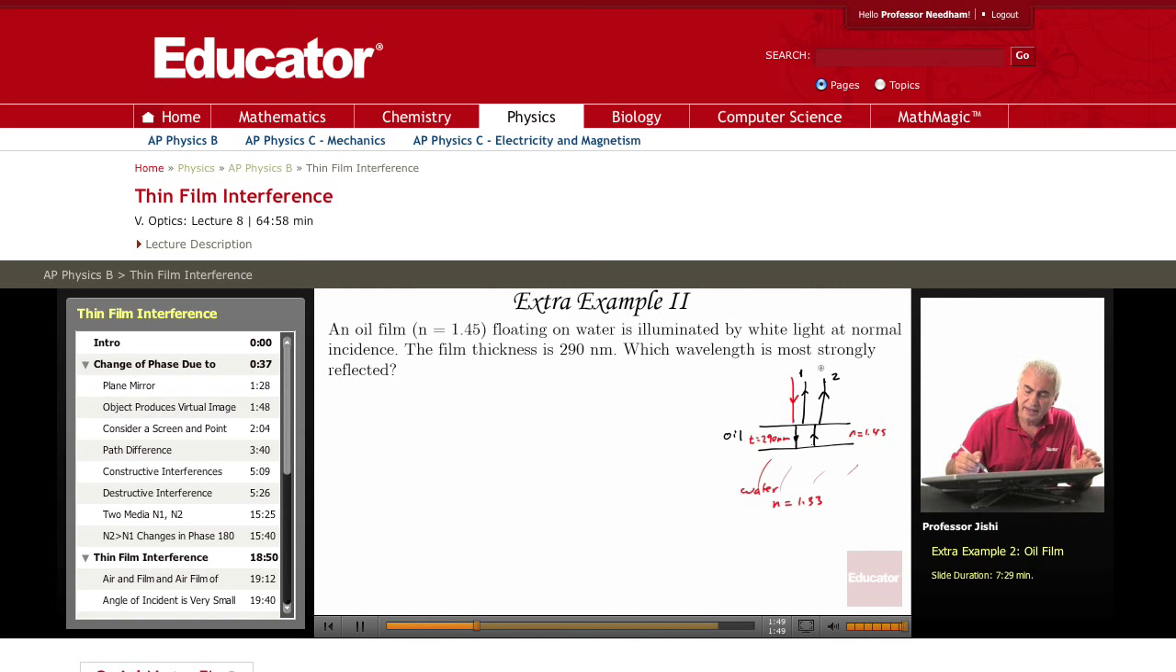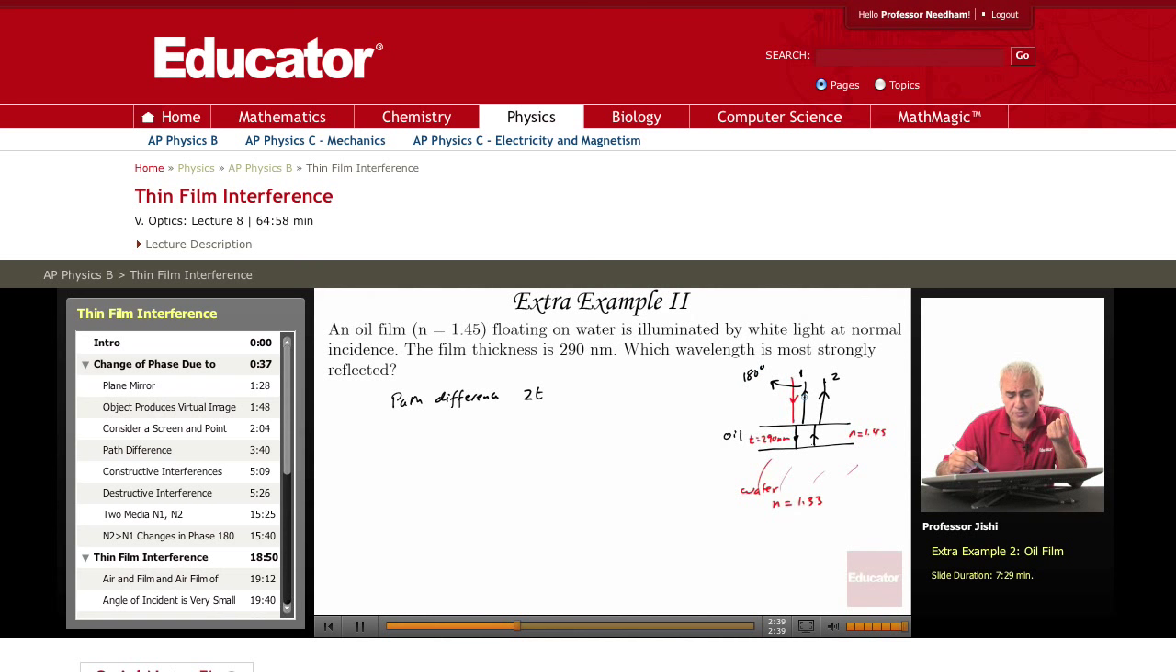So wave two travels an extra distance of 2t. So here, the path difference, to begin with, is 2t. Now, however, because of reflection, normally if the path difference is equal to a multiple of the wavelength, I get bright. I get constructive interference. However, here, the first wave undergoes a reflection, and so there's a change of phase. There's 180 degrees change of phase.